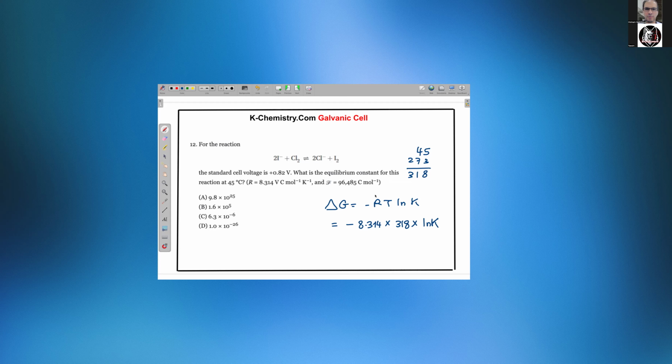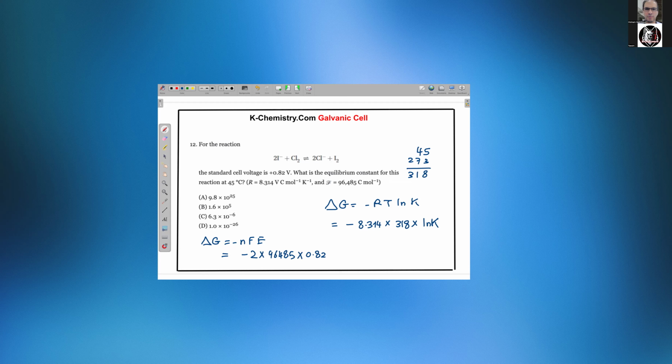So we can use a different equation. What is the different equation we have? We can say delta G is equal to minus nFE cell. So delta G is equal to how many electrons lost and gained? 2 electrons. So minus 2 multiplied by F, which is 96485, multiplied by the E.